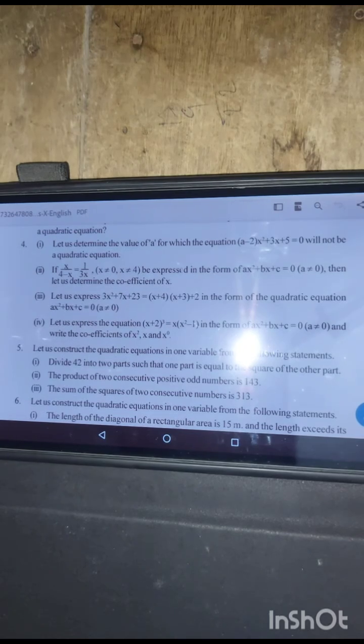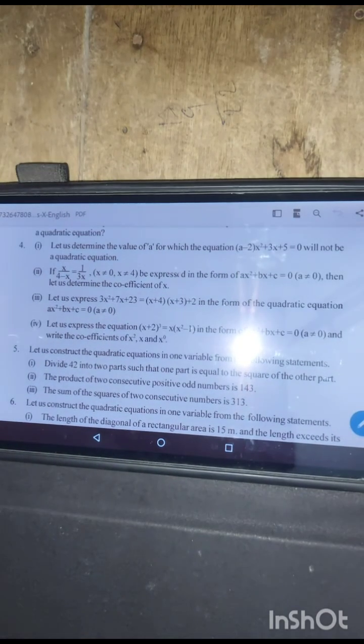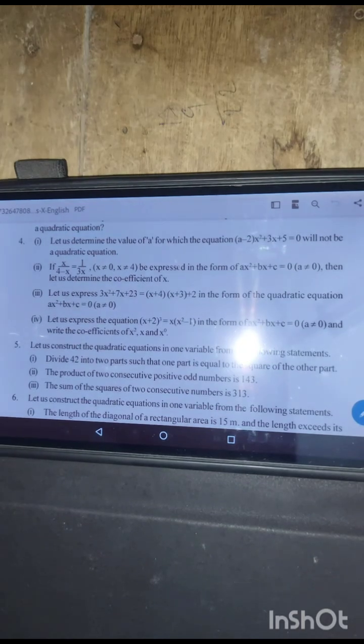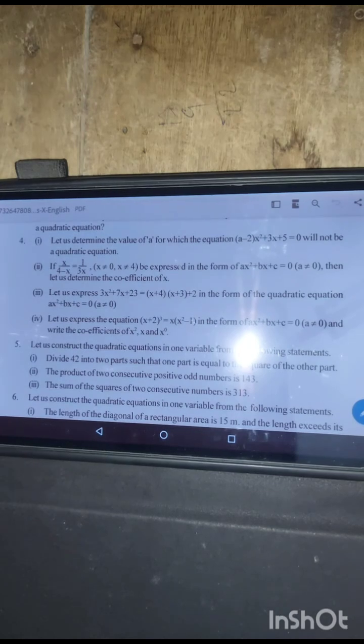Now friends, let us read question number 4 Roman 1. It says, let us determine the value of a for which the equation a minus 2x square plus 3x plus 5 equal to 0 will not be a quadratic equation. Okay, let us determine the value of a for which this equation will not be a quadratic equation. Okay, let us first write the equation.